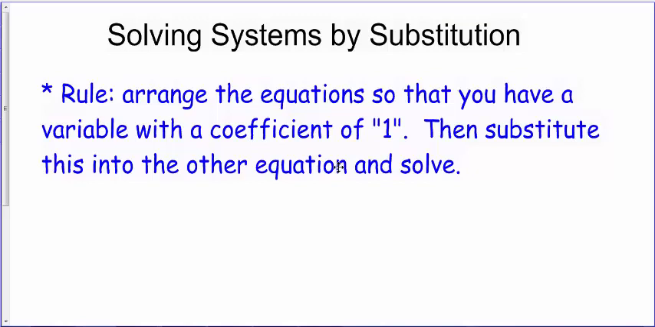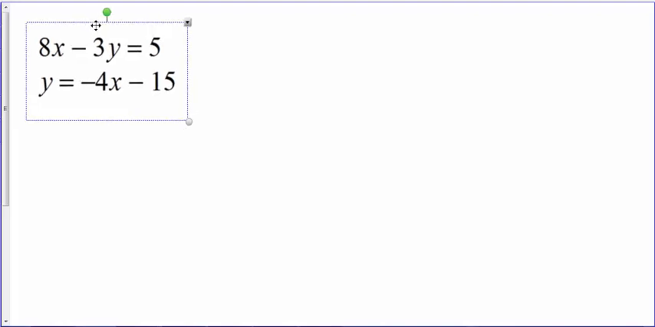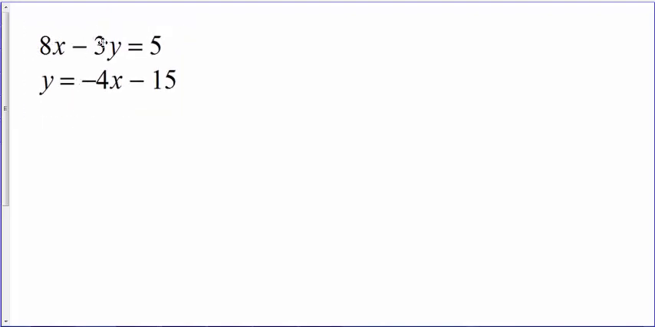The examples that I'm going to show you will be more suited for substitution. Now, there's another way to do this, and it's called elimination, but there will be another video to teach that method. But the first one that we'll look at is these two equations.